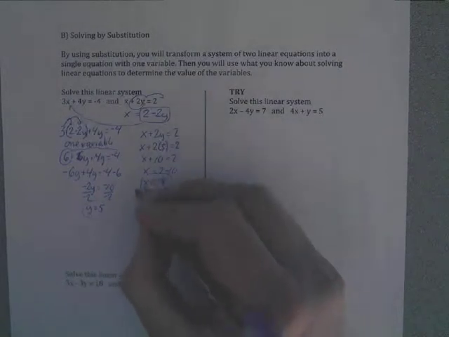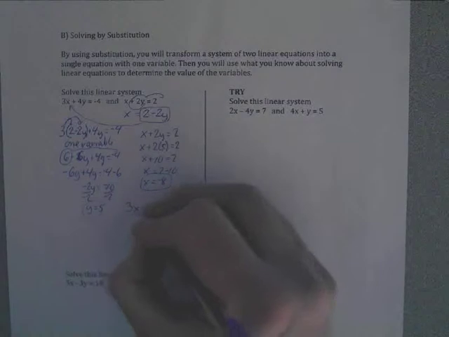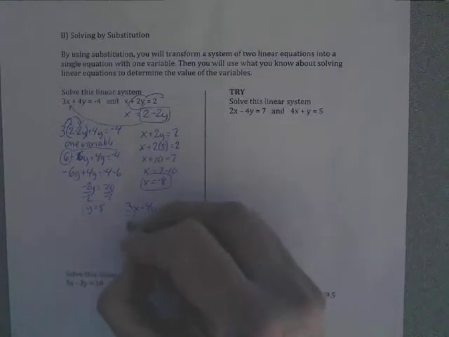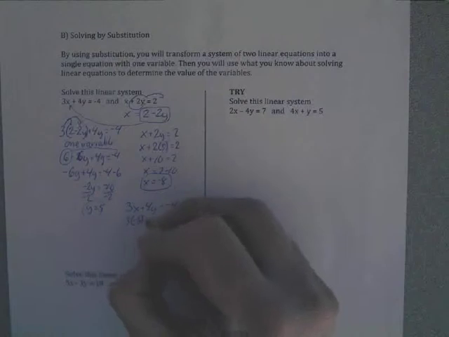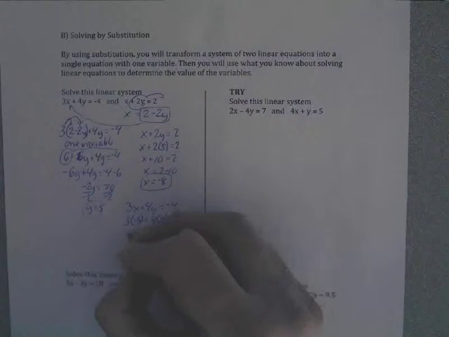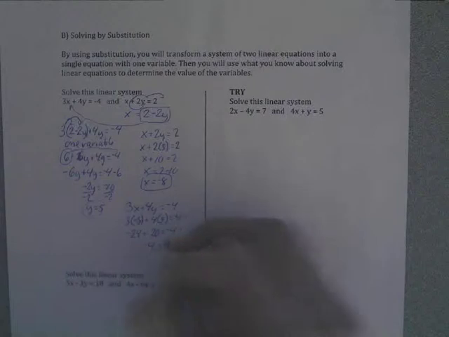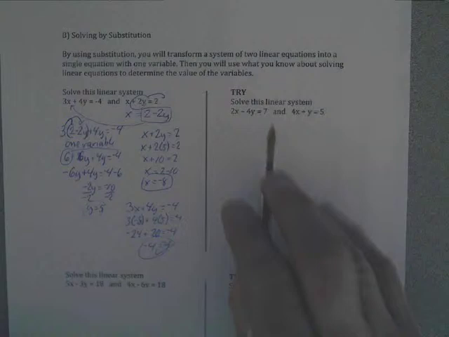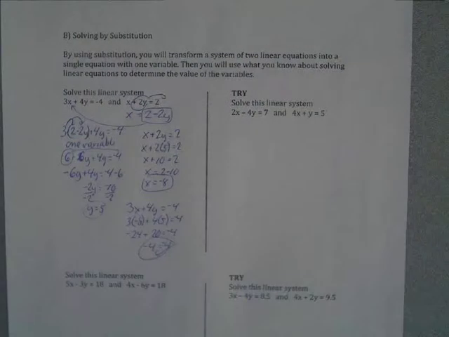So there's my numbers. I take these two numbers and plug them into the other equation. 3x plus 4y equals negative 4. So 3 times negative 8 plus 4 times 5 is equal to negative 4. Negative 24 plus 20 is equal to negative 4. Negative 4 is equal to negative 4. So they work. Perfect. I want you to now stop the video. Try this equation. Once it's done, turn back on and check how I solved it.